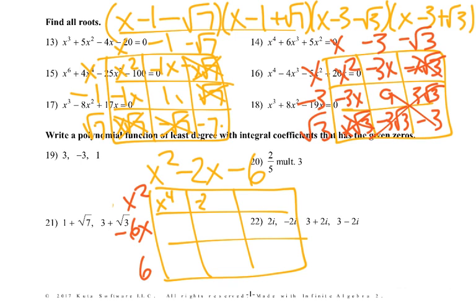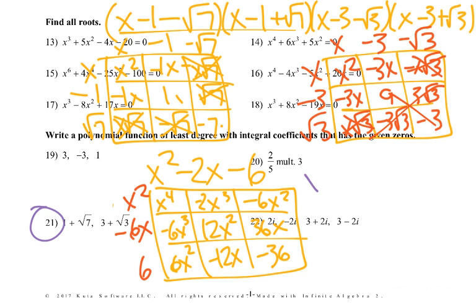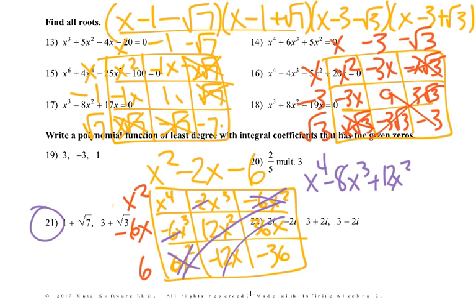x to the 4th minus 2x cubed minus 6x squared, negative 6x cubed, positive 12x squared, positive 36x, 6x squared, negative 12x, negative 36. So my answer, and this is for number 21, becomes x to the 4th. Then negative 6, negative 2 would be negative 8x cubed. Then all my squares, 6 and negative 6 undo each other, so 12x squared, 36 minus 12, 24x minus 36. So quite a bit of work for those ones.